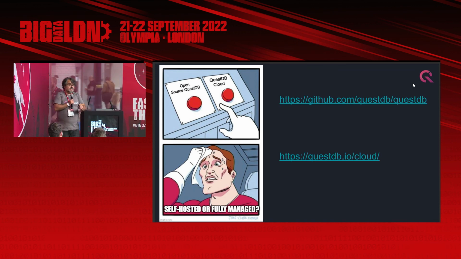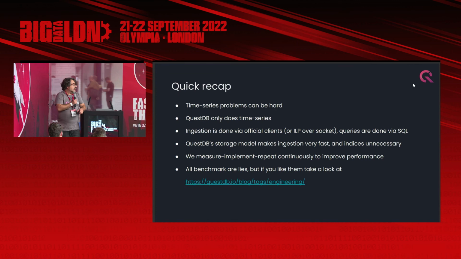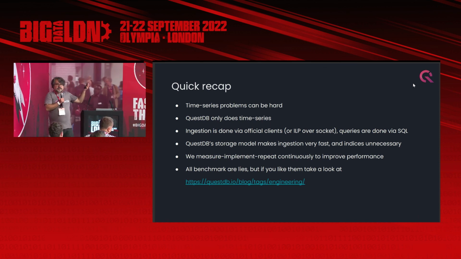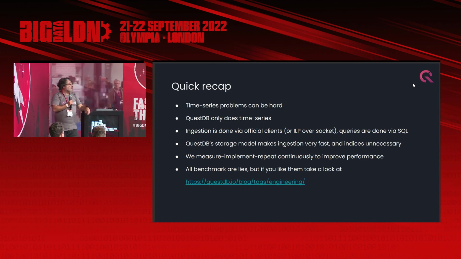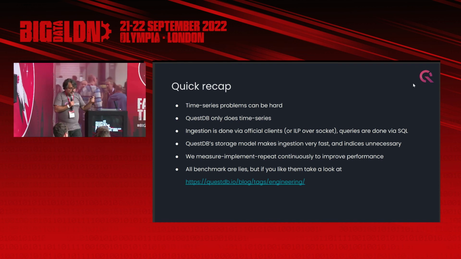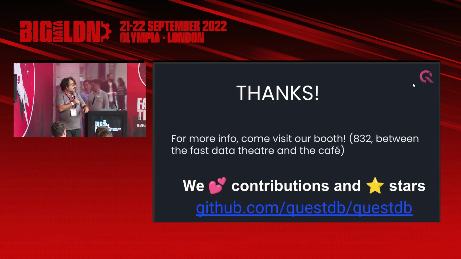We've been around for 3 years, so it's quite stable, it's working fine. So the recap today: working with time series can be hard, but some databases, like QuestDB, can help. There are also others. You will find some other time series databases in the expo today, just not as fast. You can engage with ILP and query with SQL. We measure and implement again and again to get the most out of the performance. And I know the benchmarks are lies, but if you like them, we have all of them available, and a lot of interesting write-ups by the engineering team on our blog. I invite you to check it.